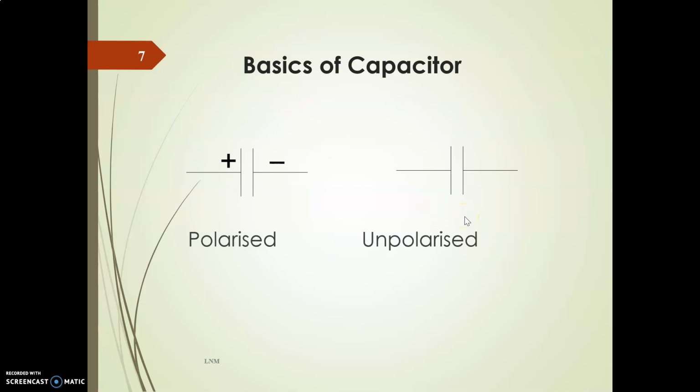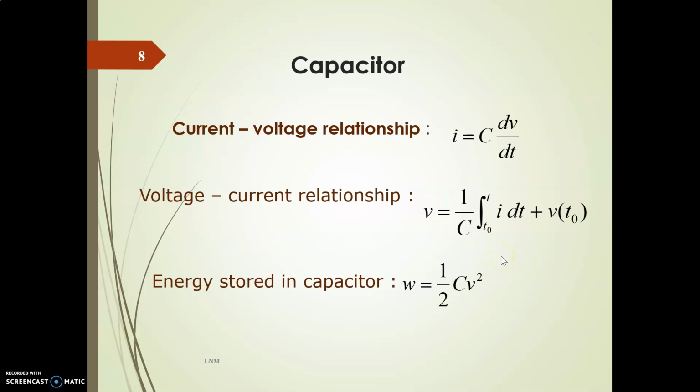Okay, capacitors have two categories, polarized and unpolarized. Polarized, you have the polarity plus minus, same as voltage, plus minus. Okay, but unpolarized, no. The connection can be either way, tak perlu tahu dia punya polarity lah. Dia tak ada polarity, so we use the calculation by using this unpolarized.